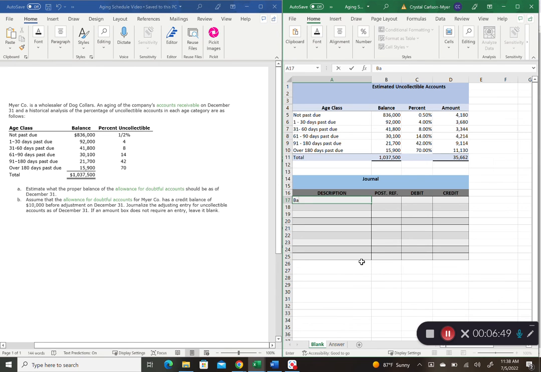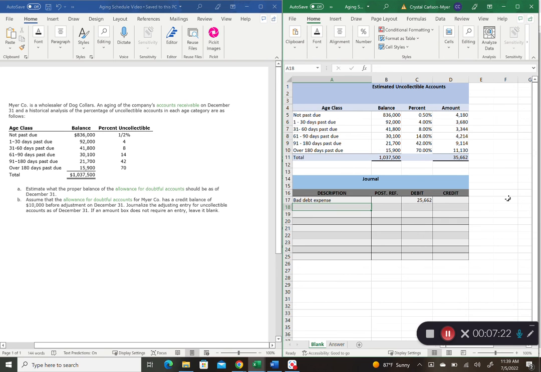So you're going to debit your bad debt expense. Bad debt expense will be the difference between the balance it needs to be and the balance it already is, which is $10,000. So that's $25,662. Once I make this adjusting journal entry, the balance will now be the correct amount of $35,662. So your bad debt expense went up by $25,662.